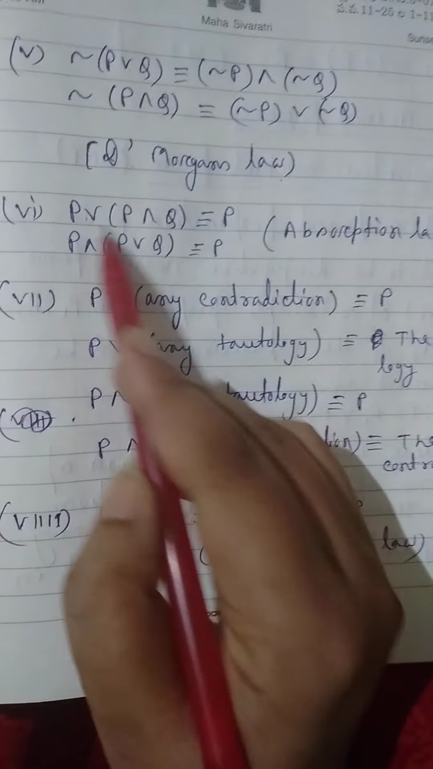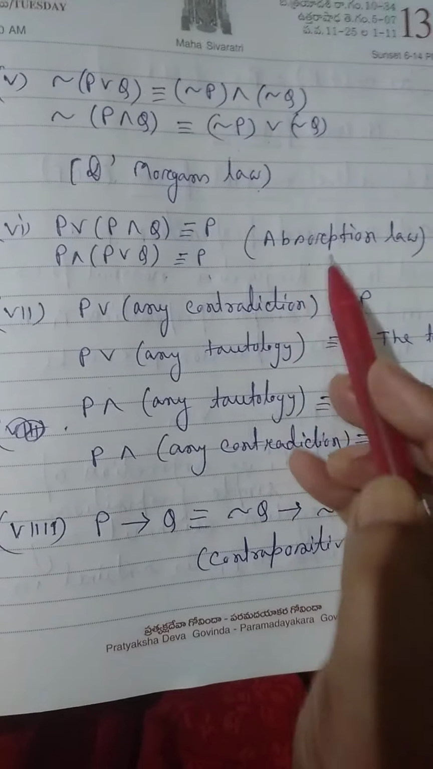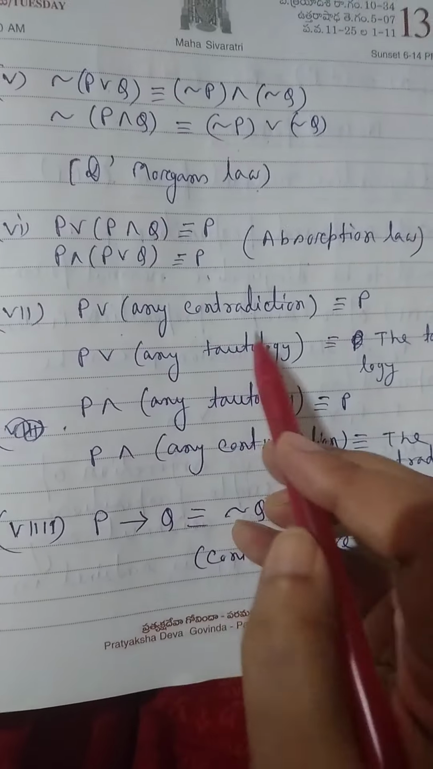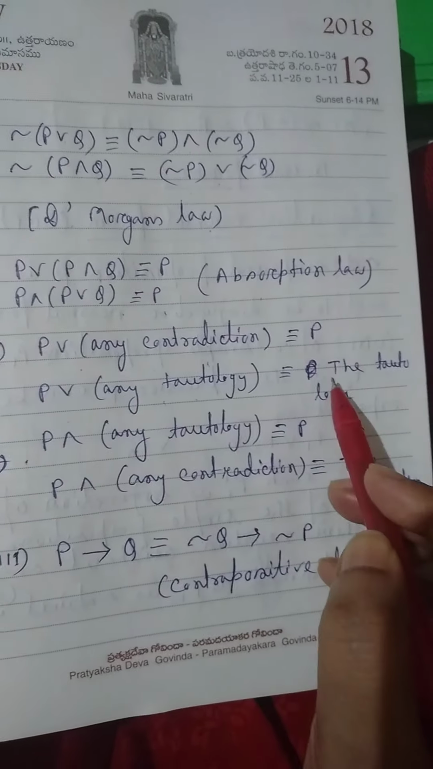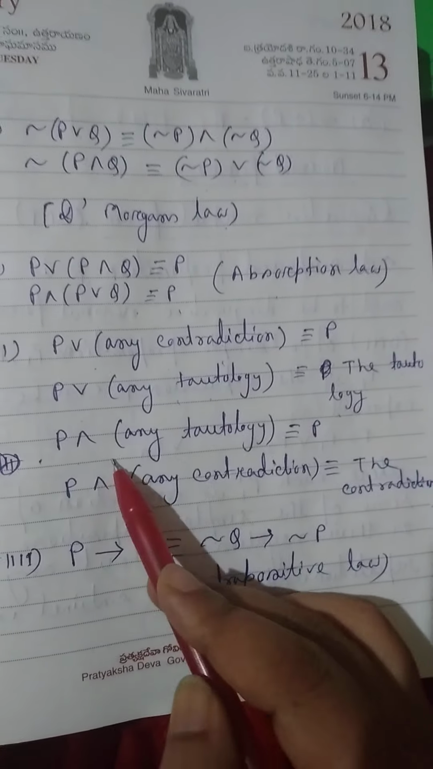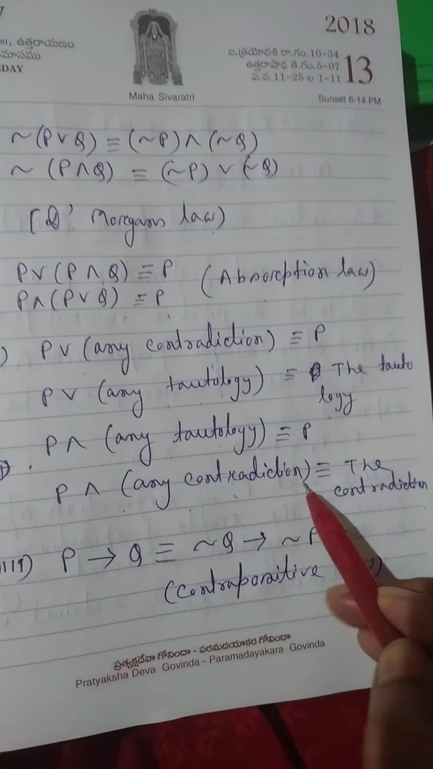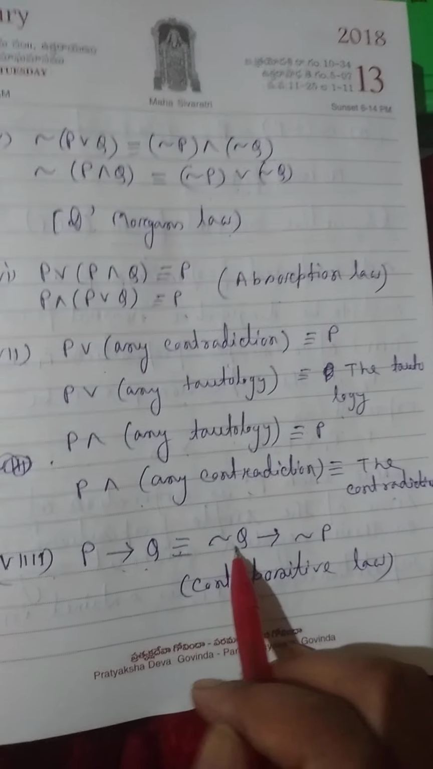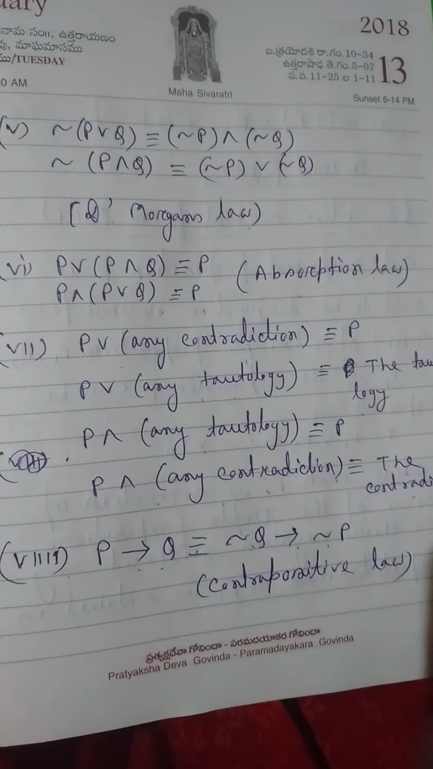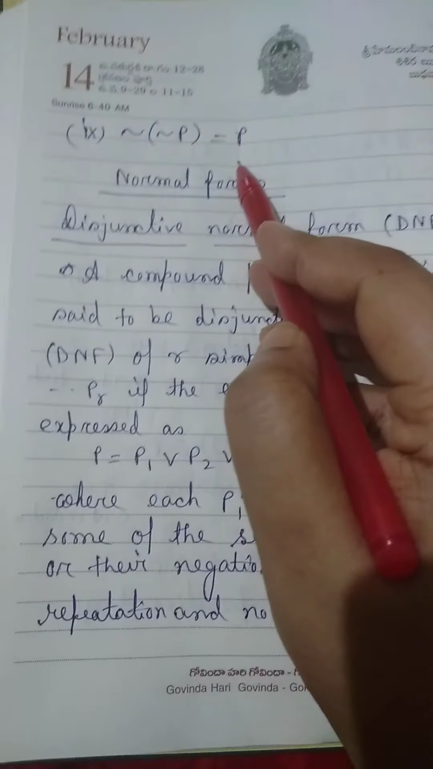Next, absorption law. P or (P and Q) is equivalent to P. P and (P or Q) is equivalent to P. This is absorption laws. Then P or any contradiction is equivalent to P. P or any tautology is equivalent to the tautology. P and any tautology is equivalent to P, and P and any contradiction is equivalent to the contradiction. Then number 8, P implies Q is equivalent to negation Q implies negation P. This is contrapositive law. So next, negation of negation P is equivalent to P.